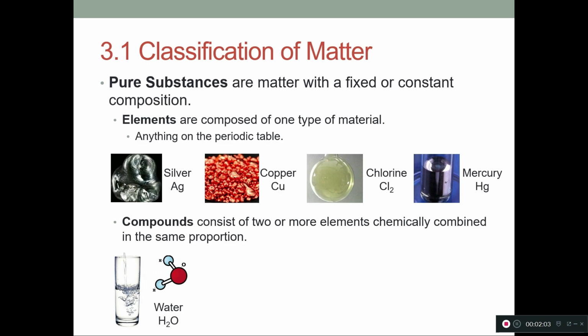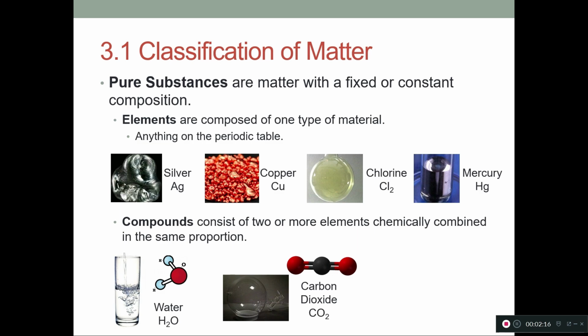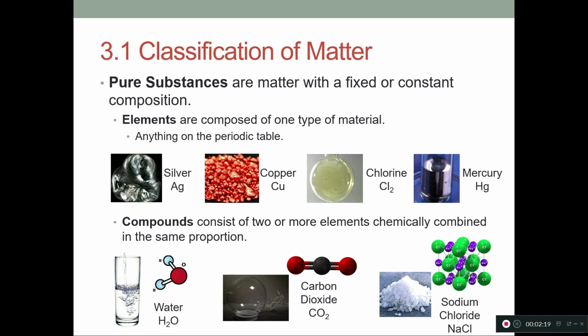And like I said, these are always chemically combined together. So we have a bond between the hydrogens and the oxygen here, and that means that they are composed into a single molecule. Other examples of this would be something like carbon dioxide or sodium chloride. So these are pure substances, but they are compounds, which means they are made of more than one type of element.